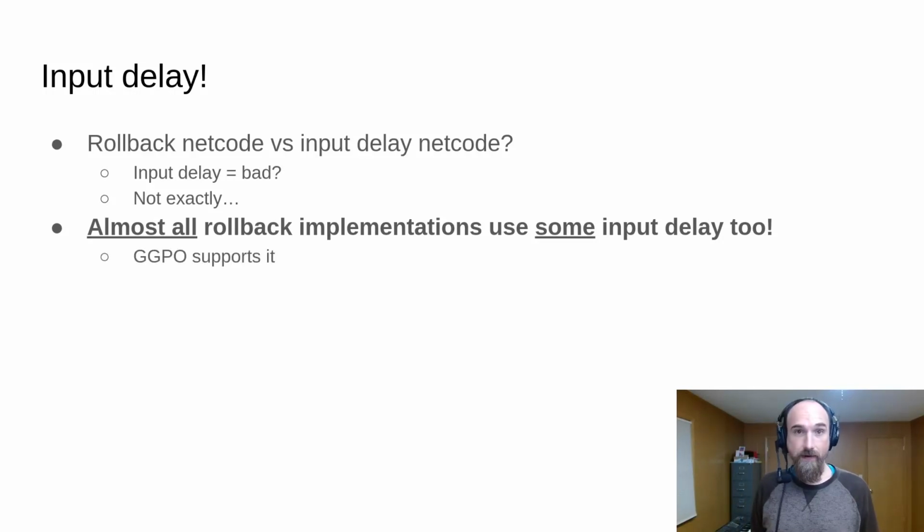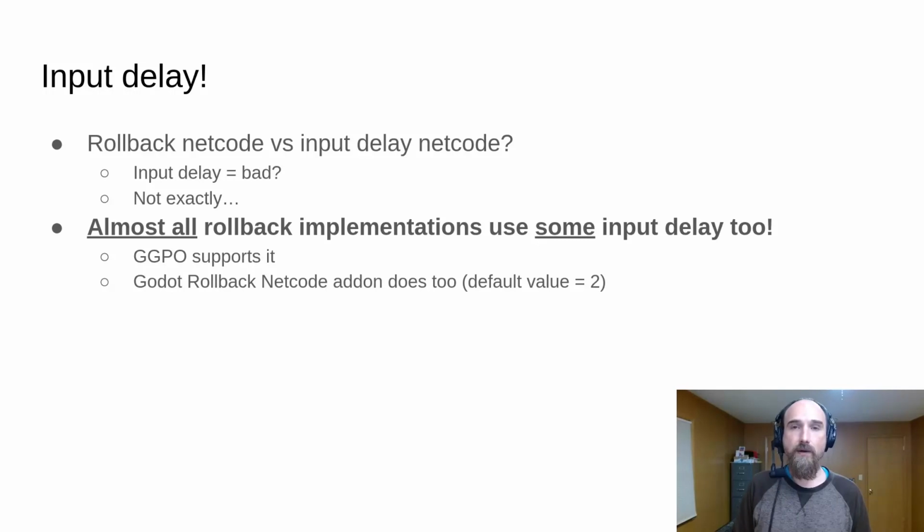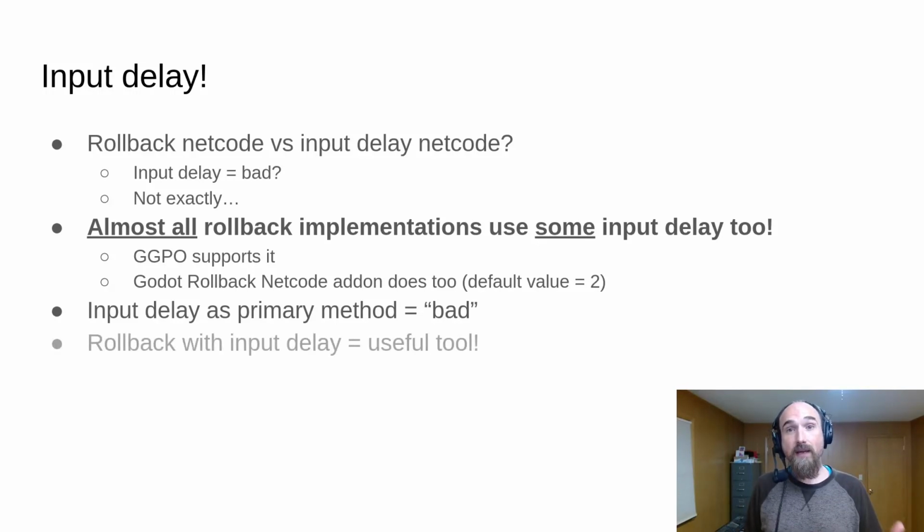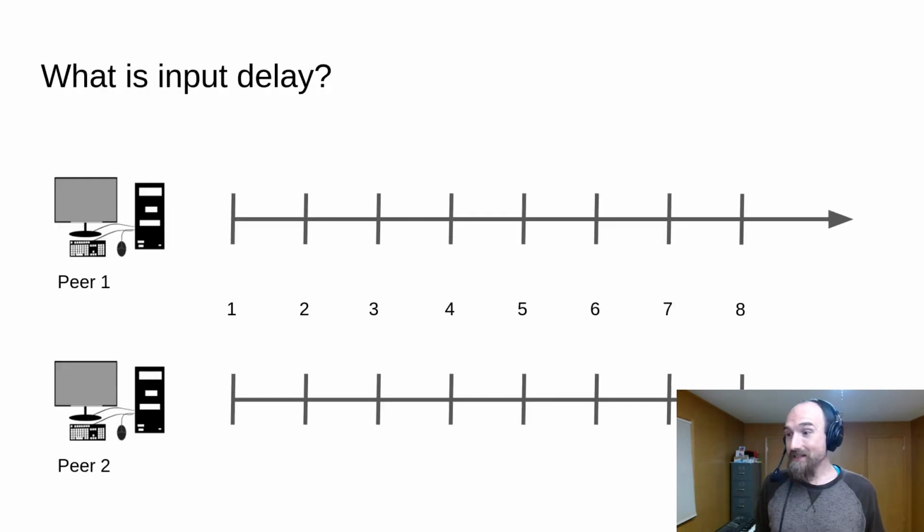GGPO, which is a very popular library for implementing rollback netcode, allows you to configure an input delay, and so does the Godot rollback netcode add-on. You can configure it in project settings, and actually it uses a default value of 2. What is actually bad is using input delay as your primary means of network synchronization, because it is not robust to varying network conditions. But if rollback is your primary means of network synchronization, then input delay can be a very useful tool. But first, let's talk about what input delay actually is.